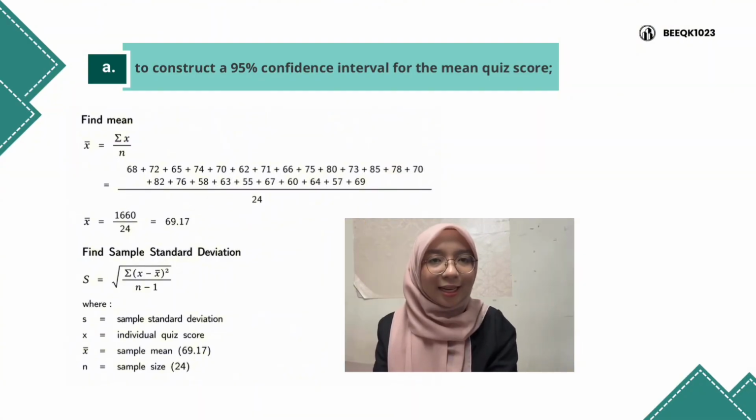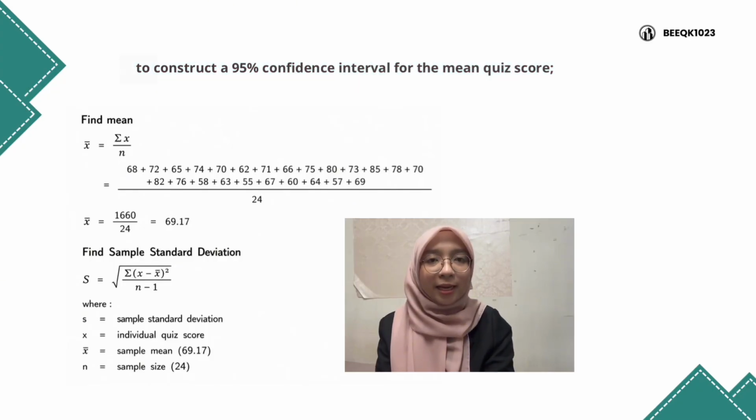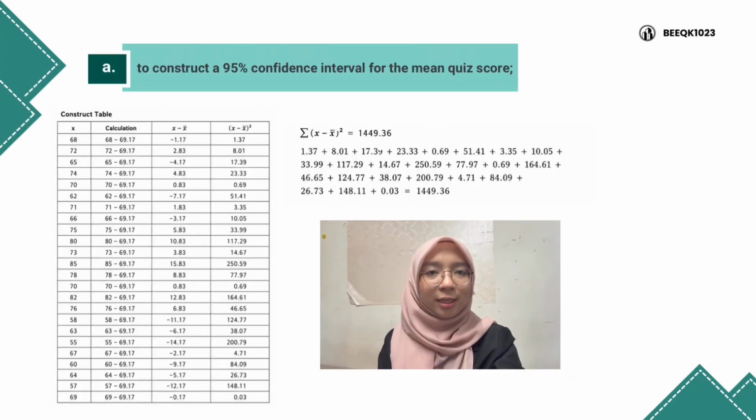Next, we calculate the sample standard deviation, which measures how spread out the quiz scores are around the mean. The formula for sample standard deviation is S equals the square root of the summation of (x minus x bar) squared divided by n minus 1. Next, we construct a table to calculate the sample standard deviation.